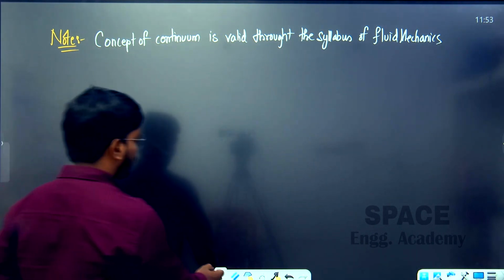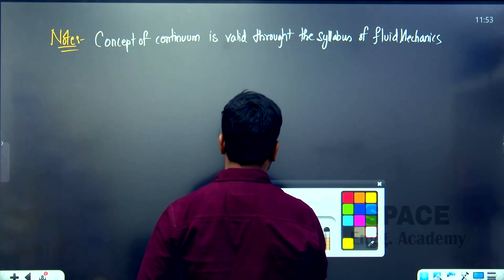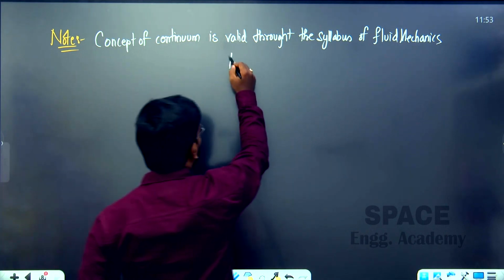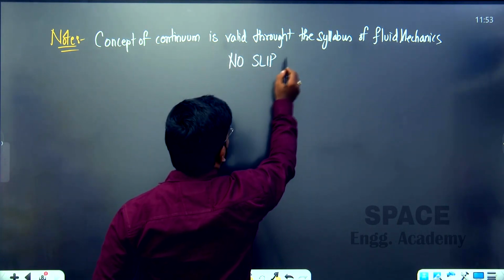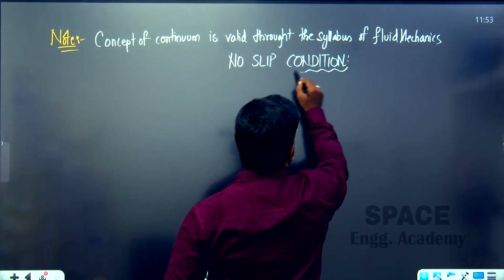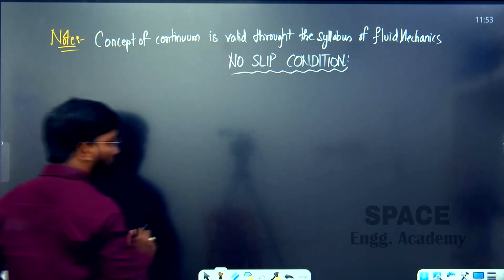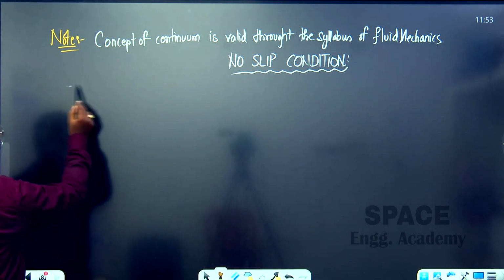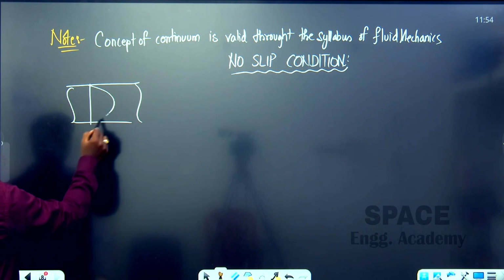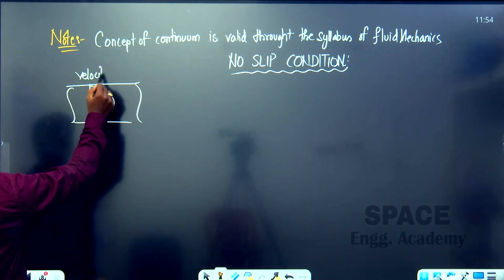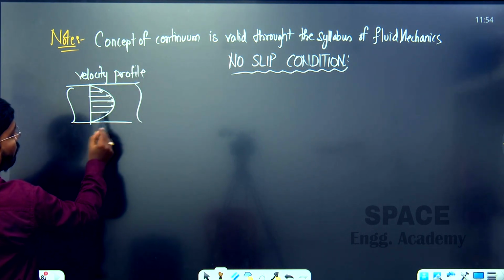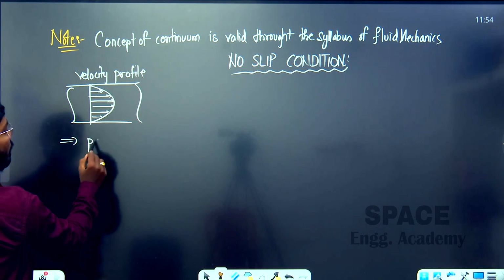So now let's discuss in detail what a fluid is, and when a flow is going to happen, what is called the no slip condition. What is the meaning of this no slip condition? If you observe a pipe flow, let's say a pipe in which some flow is happening, which is giving a parabolic velocity profile. What is the velocity profile? Parabolic.